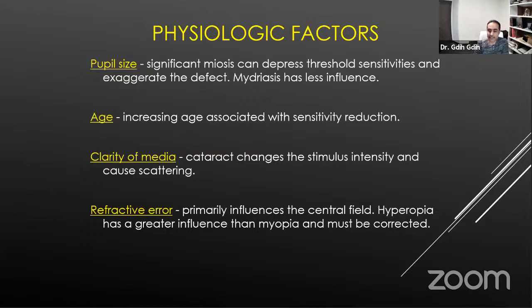So refractive error can influence the results, and more so with hyperopic people, because hyperopic people have more difficulty seeing near than far. And you know the target or the stimulus is about 30 centimeters away from the patient's eye. Therefore, hyperopics and people in their presbyopic age can be affected by that if we don't correct it.